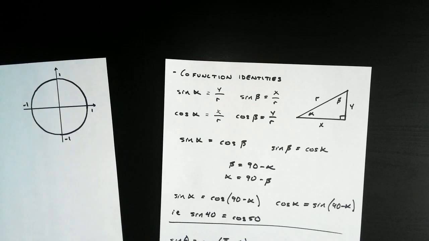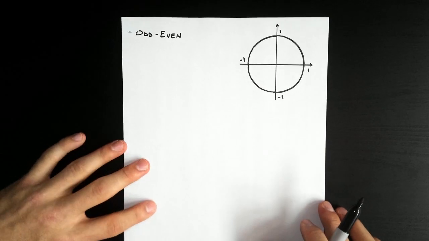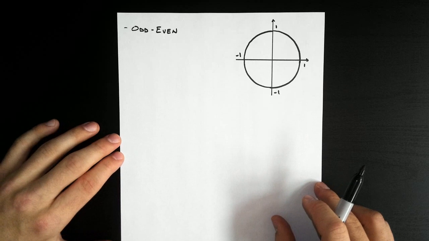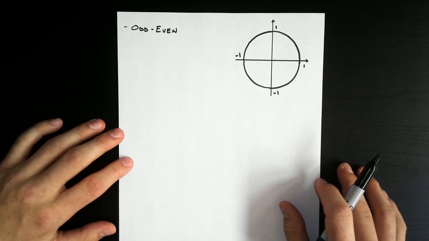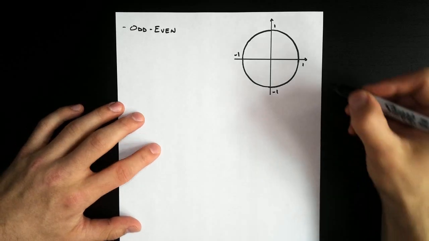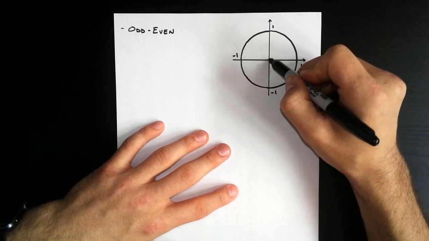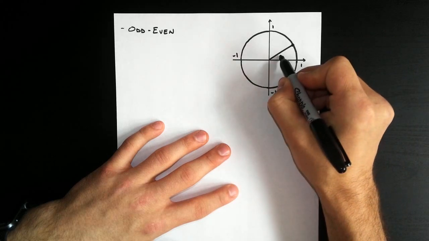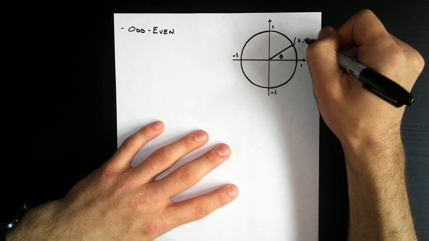Okay. Now the last identities I want to take a look at are the odd and the even identities. This is something we know from graphing these different functions, but odd and even basically describes what sort of symmetry they have. The other way we can look at it is on the unit circle as well. So let's just pick out some random angle. So let's say up to here. And let's say that this is angle theta. And this point is x, y.